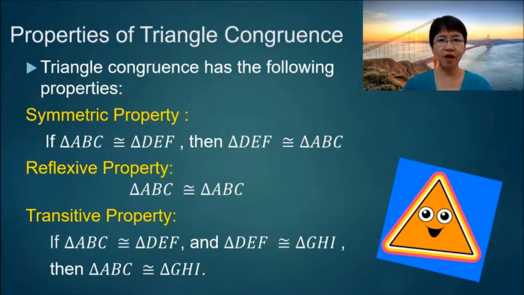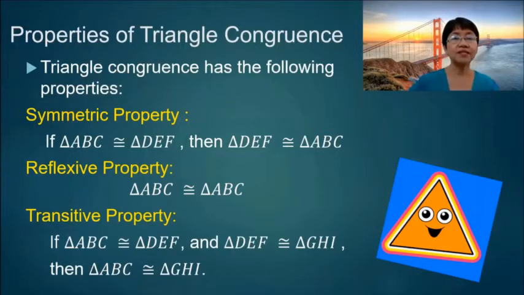Properties of triangle congruence. Triangle congruence has the following properties: symmetric property, reflexive property, and transitive property. For the symmetric property, if triangle ABC is congruent to triangle DEF, then triangle DEF is congruent to triangle ABC. Then, the reflexive property: a triangle is congruent to itself. So triangle ABC is congruent to triangle ABC.